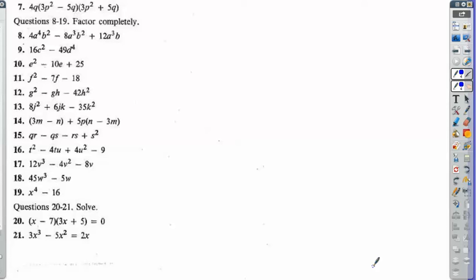All right, so section 8 through 19. This one's going to take a while, the way it goes. And before I do anything else, I just want to remind everyone that the first thing that you look for is the greatest common monomial.